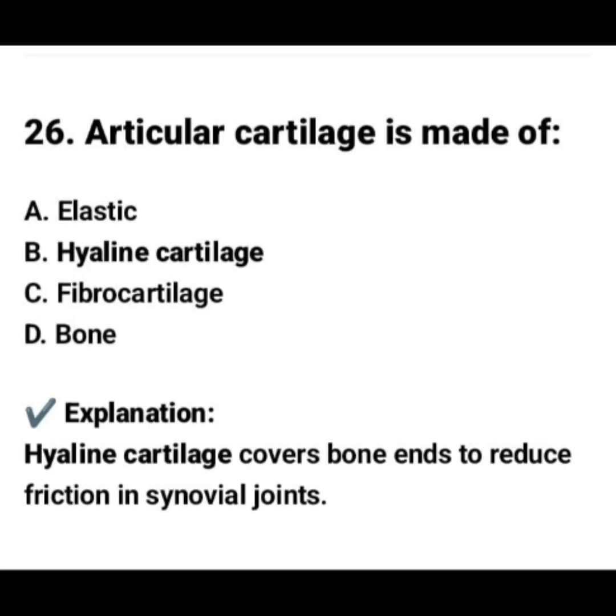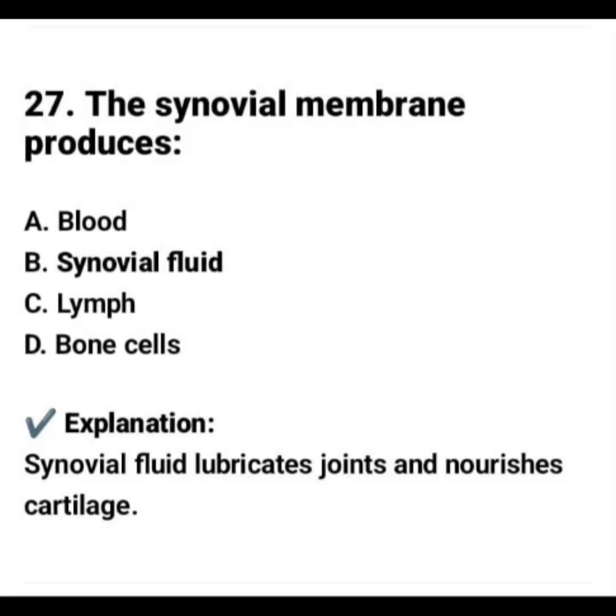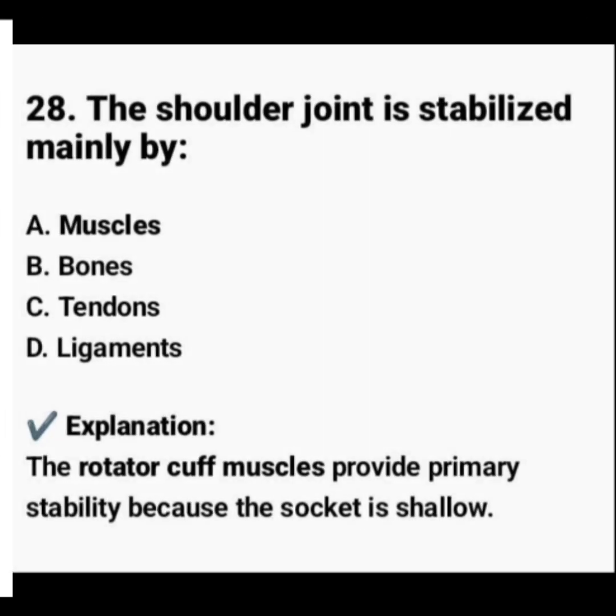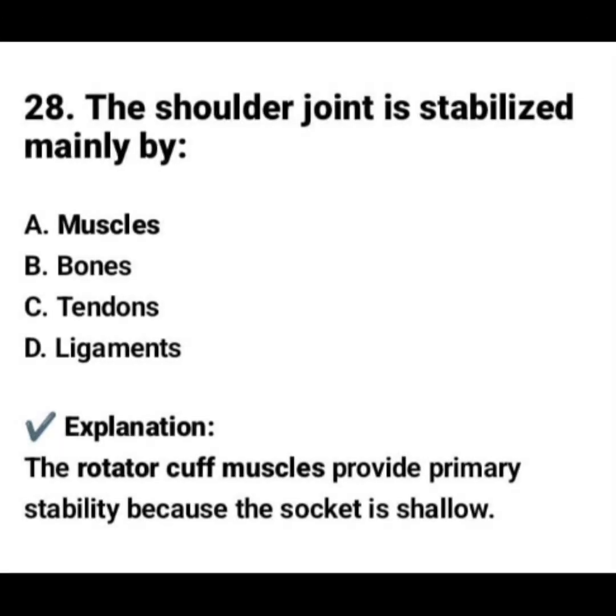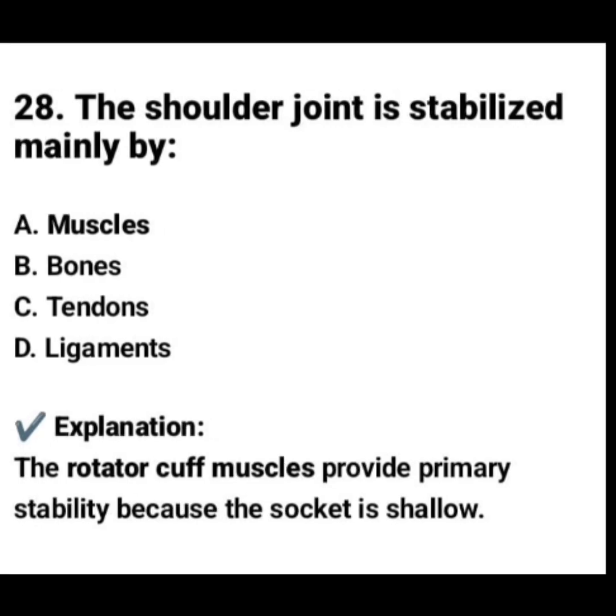Articular cartilage is made up of hyaline cartilage. Hyaline cartilage covers bone ends to reduce friction in synovial joint. The synovial membrane produces synovial fluid. Synovial fluid lubricates joints and nourishes cartilage. The shoulder joint is stabilized mainly by muscles. The rotator cuff muscles provide primary stability because the socket is shallow.